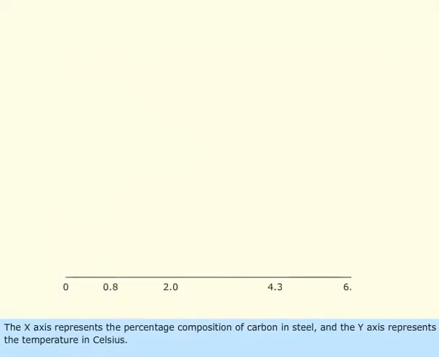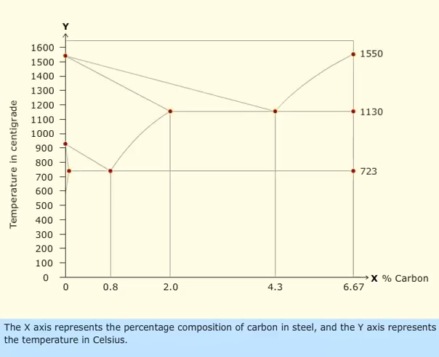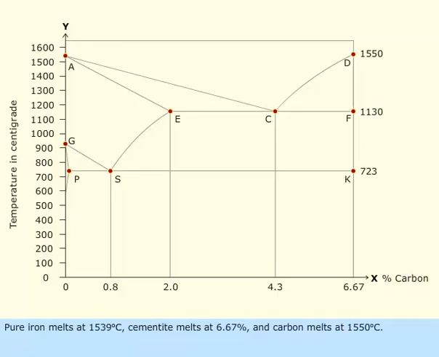The x-axis represents the percentage composition of carbon in steel, and the y-axis represents the temperature in Celsius. Pure iron melts at 1539 degrees Celsius. Cementite melts at 6.67%, and carbon melts at 1550 degrees Celsius.